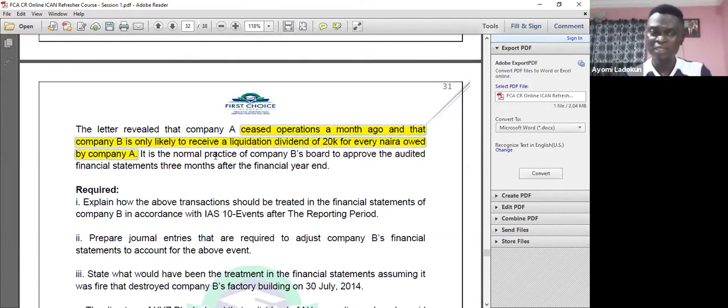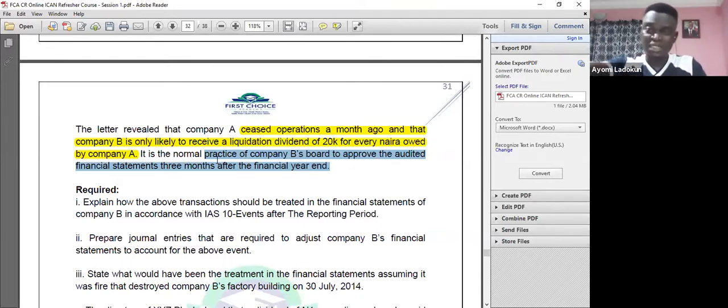You now say this is a normal practice of Company B, to approve audited financial statements 3 months after. I've told you anything outside the period between the end of the reporting period and when financial statements are authorized for issue is not within the reach of IAS 10. So I ask myself, when is the accounting period? June 2014. Then when did this happen? It happened 1 month after. When did they authorize the financial statements? 3 months after. So that's July, August, September. That's it. So this is IAS 10. So that's how to prove it.